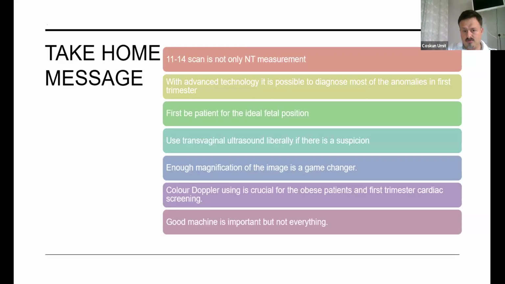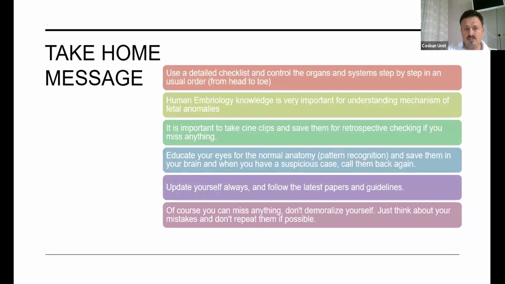Using color Doppler is very important for obese patients and first trimester cardiac screening. A good machine is important, but not everything. Use a detailed checklist and check the organs and systems step by step in a usual order from head to toe. Human embryology knowledge is very important for understanding the mechanism of fetal anomalies. It is important to take cine clips and save them for retrospective checking if you miss anything. And educate your eyes for normal anatomy and pattern recognition, and save them in your brain.